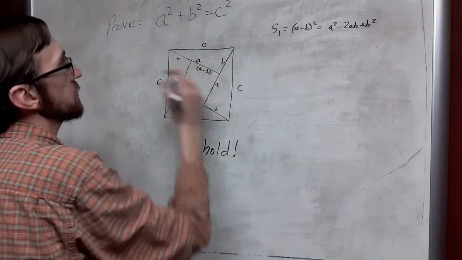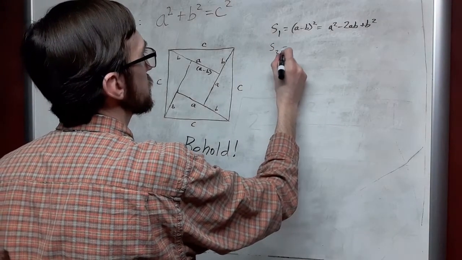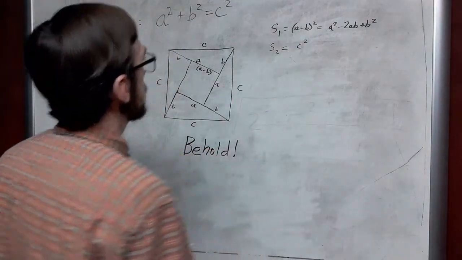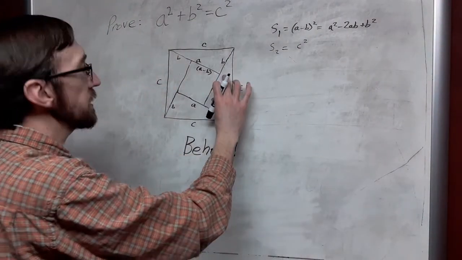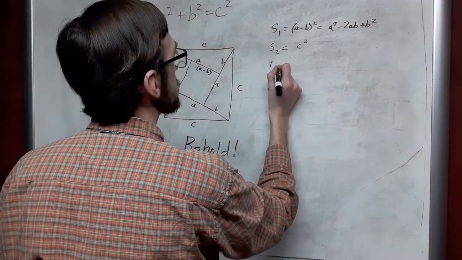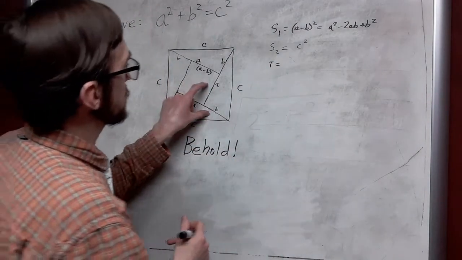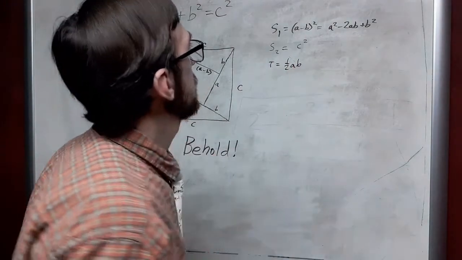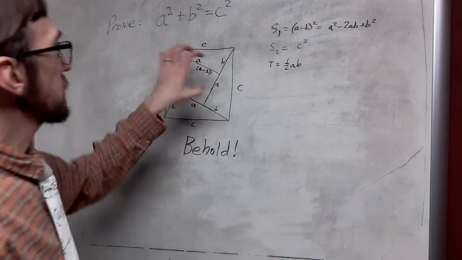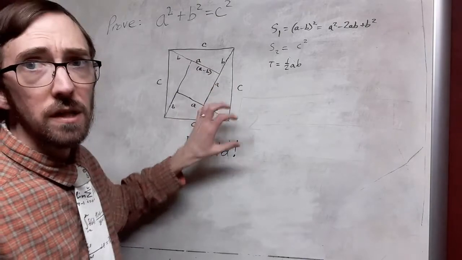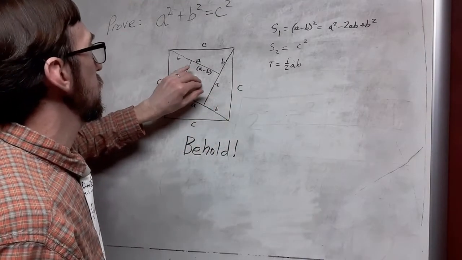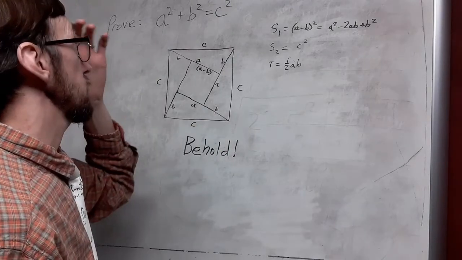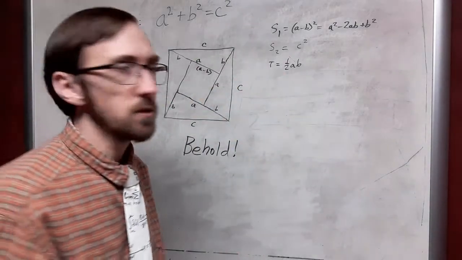Looking at the exterior square, we'll call it S sub 2. We have the base times the height, so this is c squared. And then the area for an individual triangle, I'll call t. This is going to be base times height times a half. So these are the areas. If we take 4 triangles and we add it to this small square, we should have the total area of the larger square. So let's take a look at that.